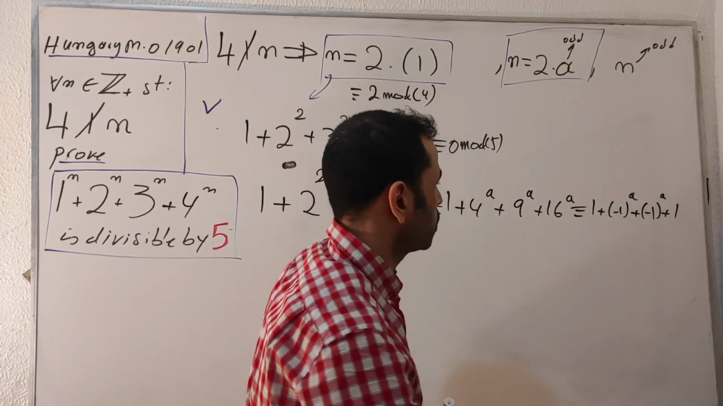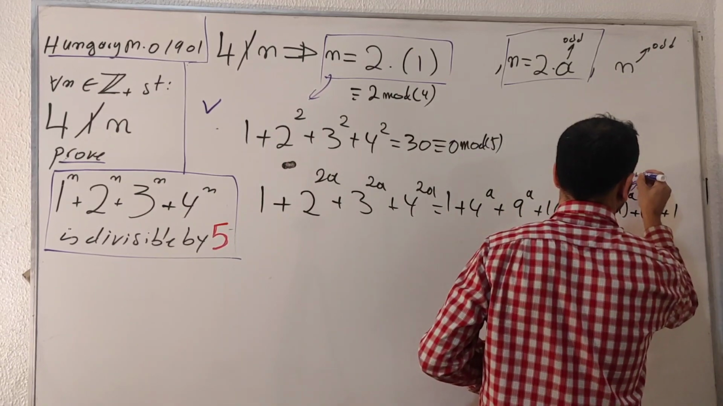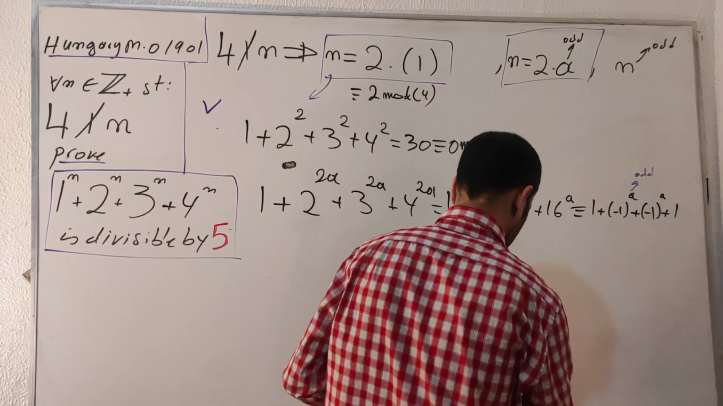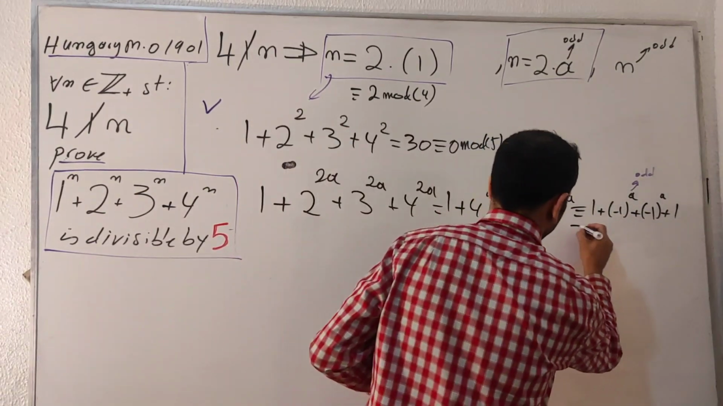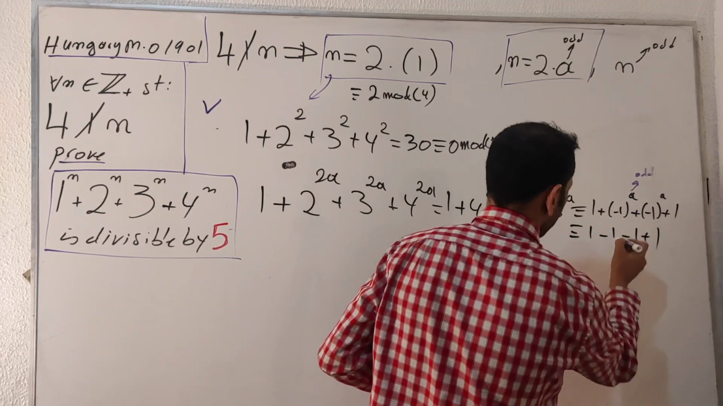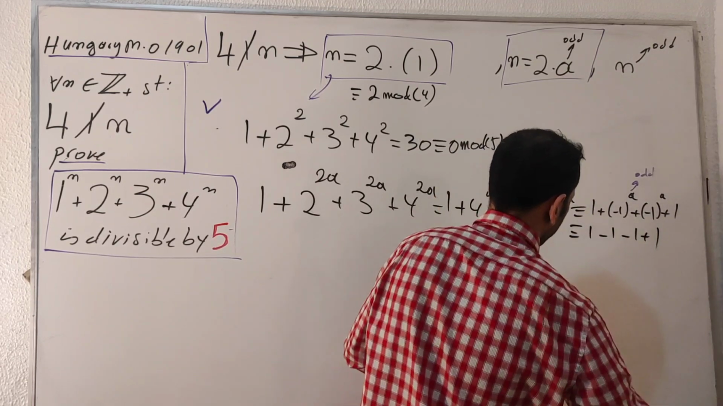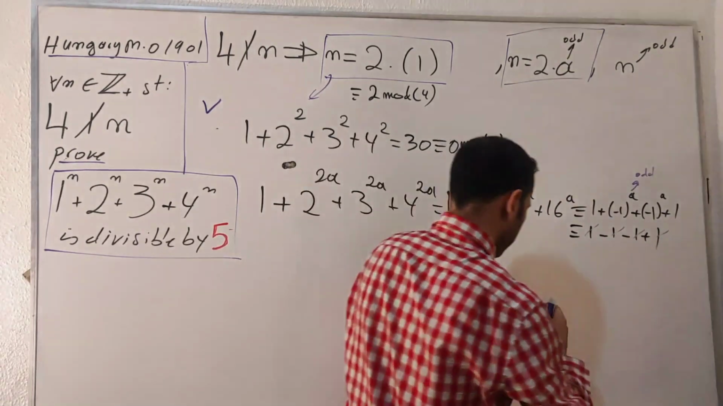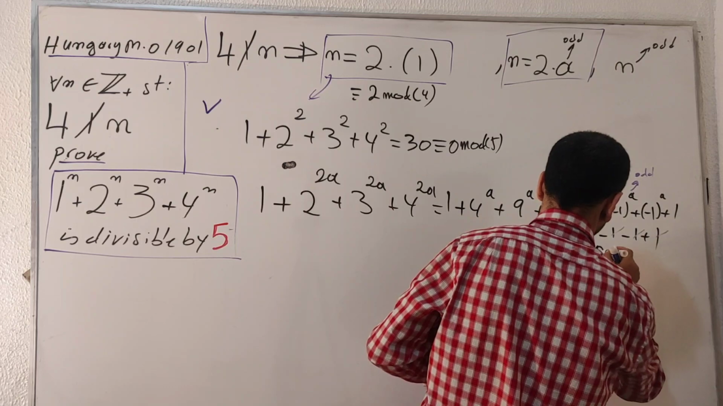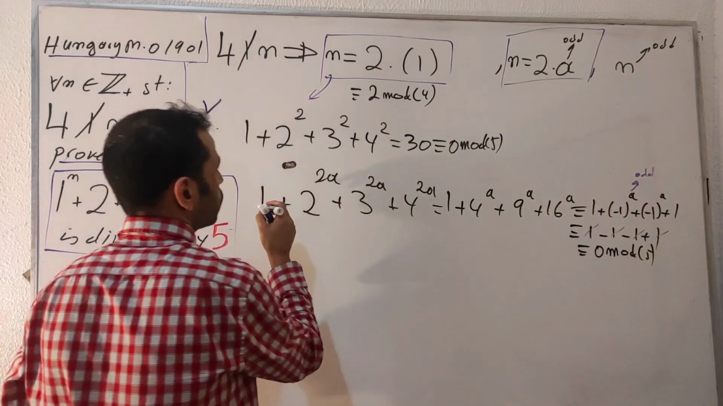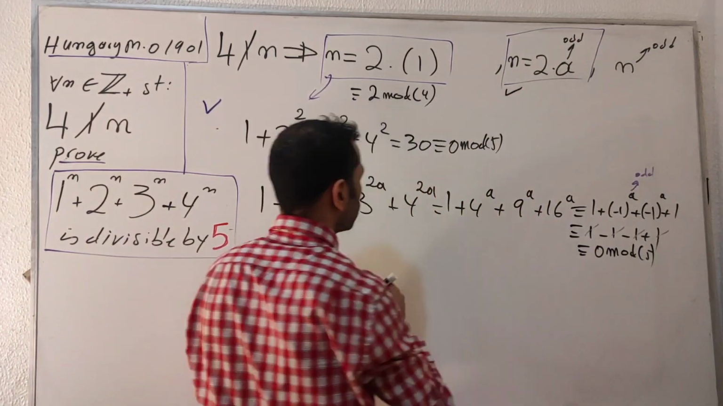But be careful, since a is odd, this one turns into minus 1, and this one turns into minus 1. So we get 1 minus 1 minus 1 plus the number 1. This one cancels out with this one, and this one with this one. Now I will be left with a congruent to 0 mod 5. Also this one is verified. We are good to go.